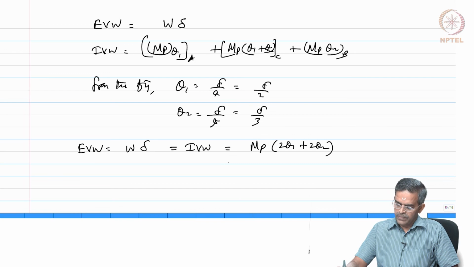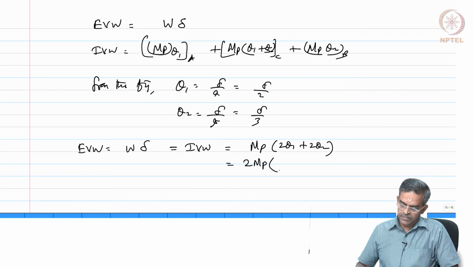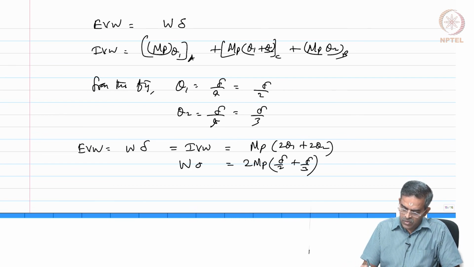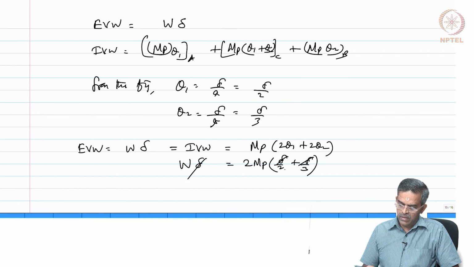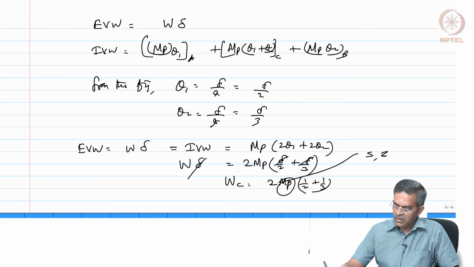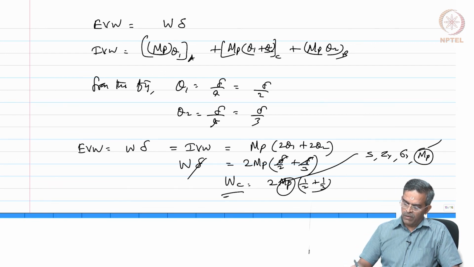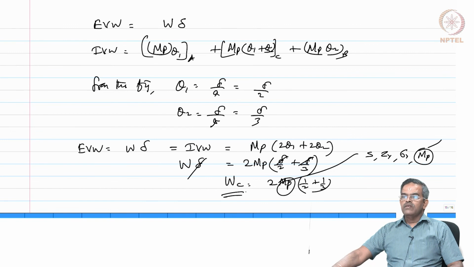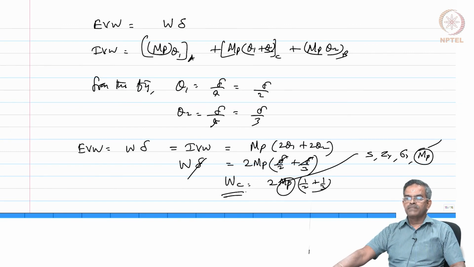Is it not? So, 2 MP times of del by 2 plus del by 3 is W into del. So, del goes away. So, I can find the true collapse load as 2 MP times of 1 by 2 plus 1 by 3 for a given cross section. If I know the shape factor, if I know Zy, I can find MP. So, I can find the collapse load. So, plastic analysis is very simple using these theorems if they are not iterative.